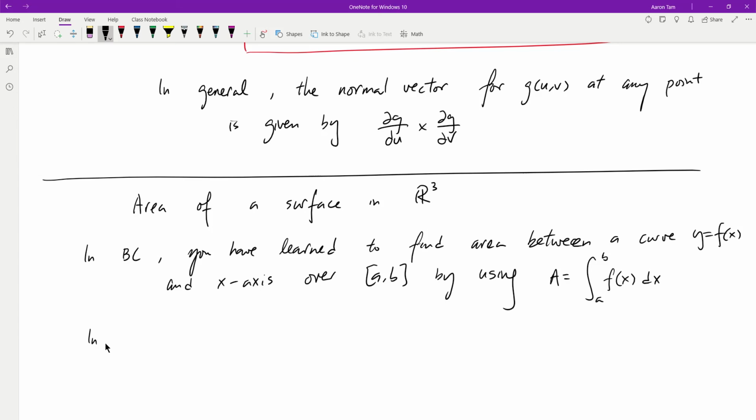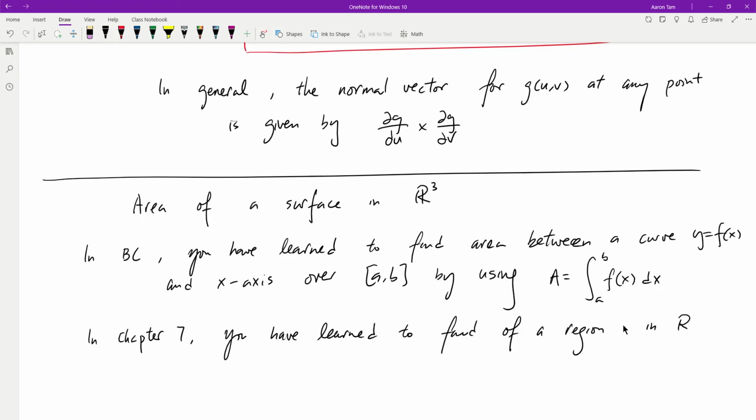And in chapter 7, we also learn how to calculate area. You have learned to find the area of a region, let's say R, in R2 with a double Riemann integral.